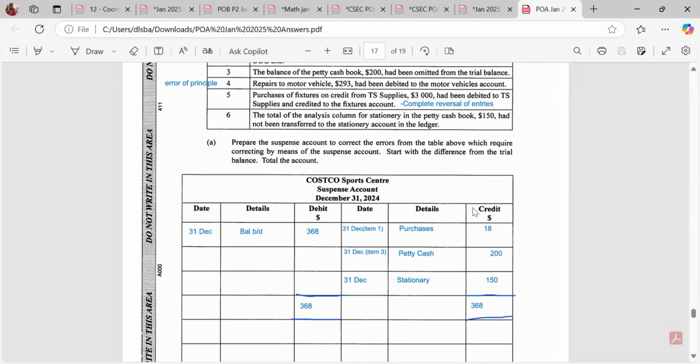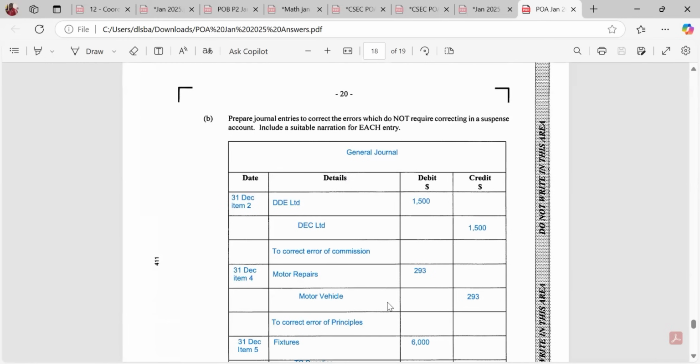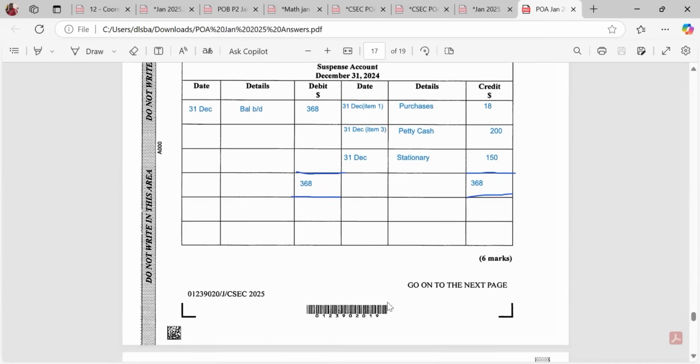Now, if you add up this credit side here, it actually adds up to 368. That means we did everything correctly. Most likely, the debit side and the credit side are equal. We total it. We finish with the suspense account. We move on now. They said B, prepare journal entries to correct errors which did not require correcting in the suspense account. Include a suitable narration for each entry. So we are not correcting any errors that we just dealt with here. We're only going to do the ones that we left out.